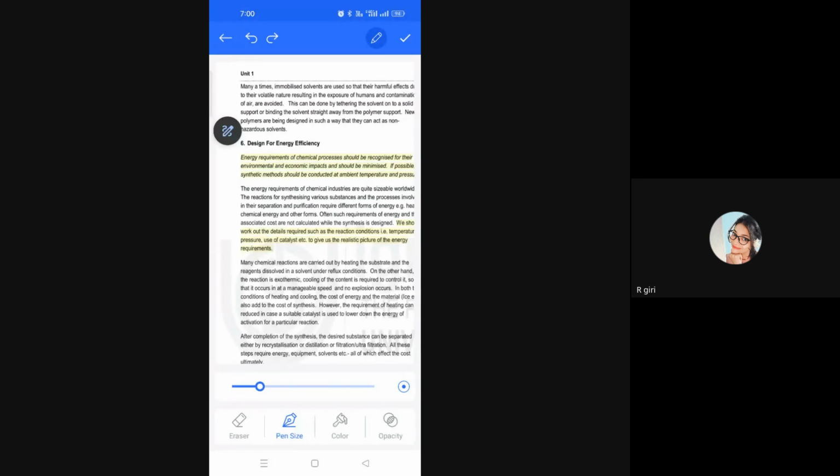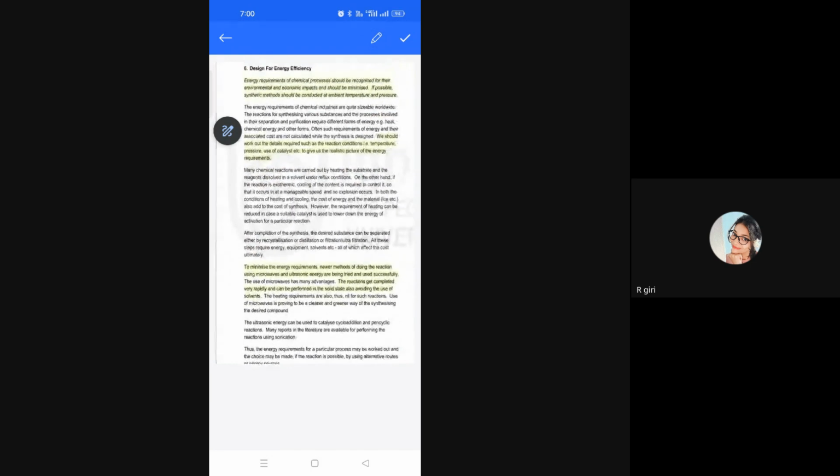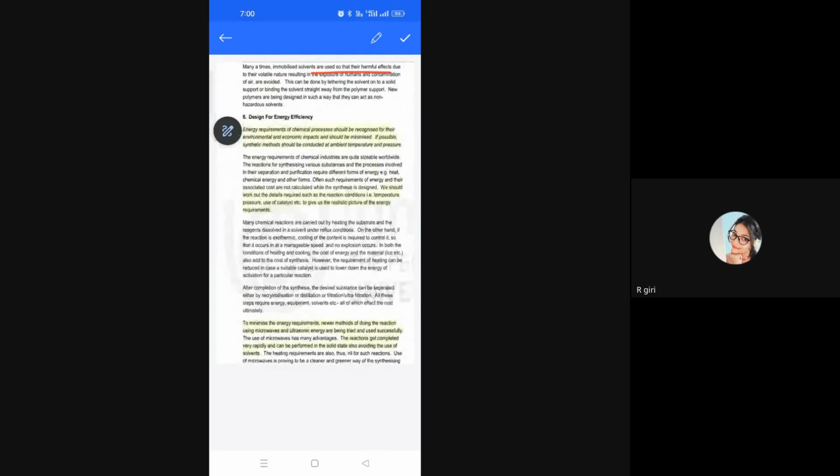Many times immobilized solvents are used so that their harmful effect due to their volatile nature, resulting in exposure of humans and contamination of air, is avoided.